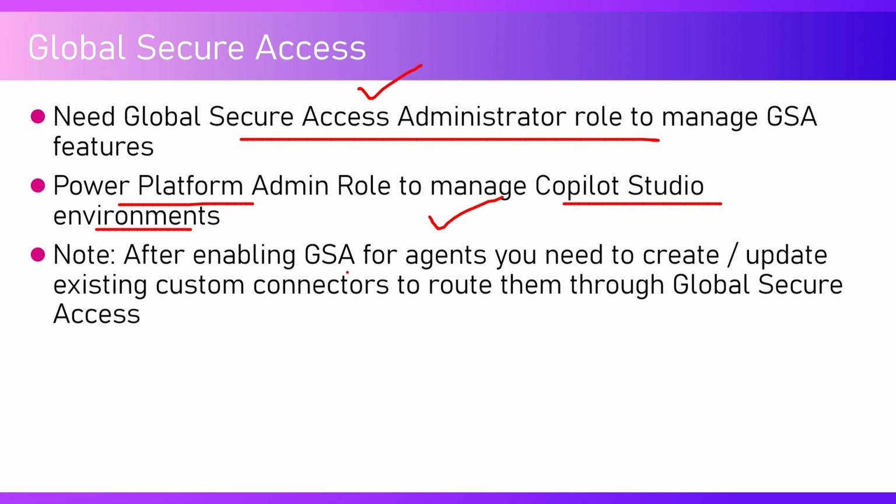Now, after enabling GSA for agents, you need to create or update existing or custom connectors to route them through GSA. So you need to configure those GSA-enabled agents to route through the Global Secure Access channel.